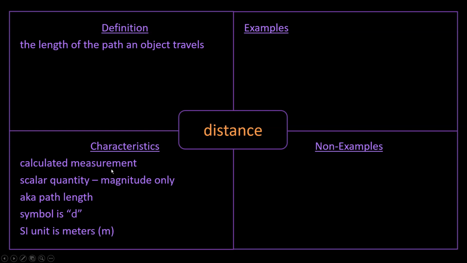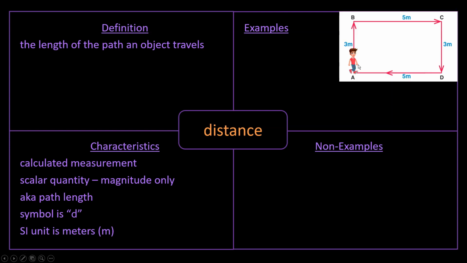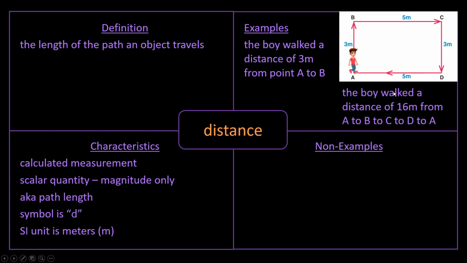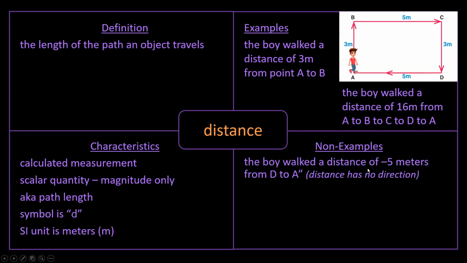Characteristics, once again, it's a calculated measurement. It's a scalar quantity. It only has magnitude. It's also sometimes called path length. Its symbol is lowercase d, and the SI units are meters. An example, the boy walked a distance of 3 meters from point A to point B. The boy walked a distance of 16 meters from A to B, B to C, C to D, and D to A.